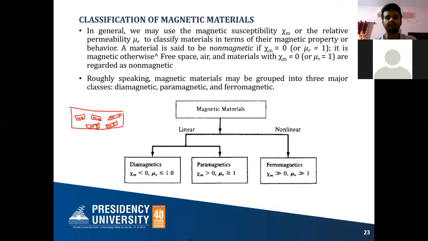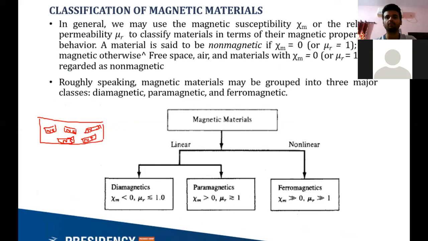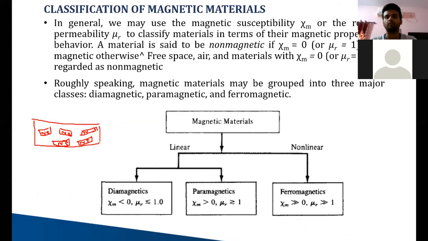So this is about diamagnetic. Now, what is non-magnetic? Here susceptibility was negative, here it is zero. Susceptibility is zero or mu r equals 1, means relative permeability is 1. That means what? Free space, air. These are all examples of non-magnetic materials. In those cases, mu r is 1, right? Relative permeability is 1.